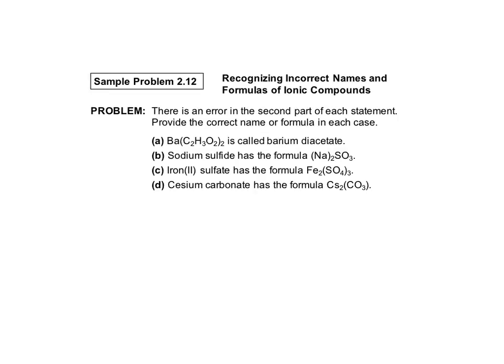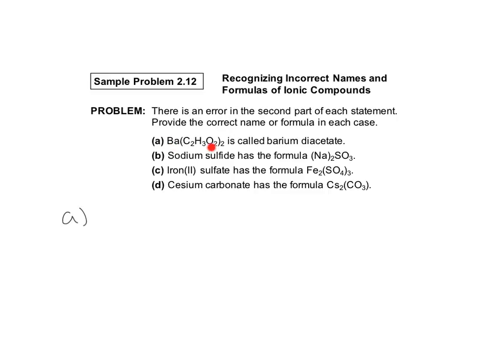Sample problem 2.12 says we're going to be recognizing incorrect names and formulas of ionic compounds. It says there is an error in the second part of each statement; provide the correct name or formula in each case. So, for instance, in part A, the formula is correct, and the second part, which is the name, is the incorrect part. So we have to provide the correct name for A here. Let's see if we can figure out what's going on.